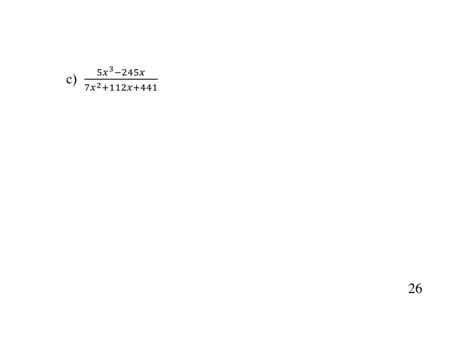Just a bit more complicated, so we're probably going to want to try to use the GCF method as much as we can to make this thing more manageable. I can see that in my numerator, there is a GCF of 5x, so I could pull out that 5x, which would leave behind an x squared minus 49. 245 divided by 5 is 49. And in my denominator, there's a GCF of 7. So if I pull out a 7, I'm left with x squared plus 16x plus 63. And now it's a lot more manageable.